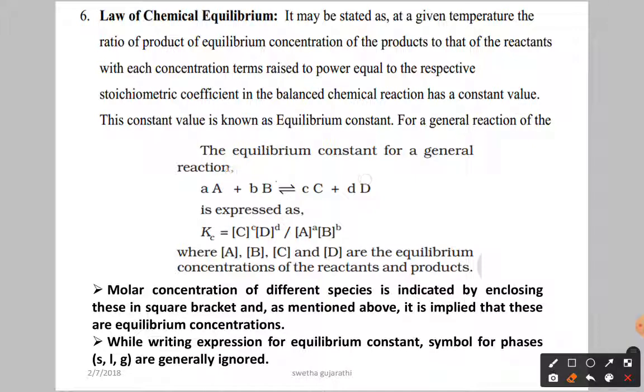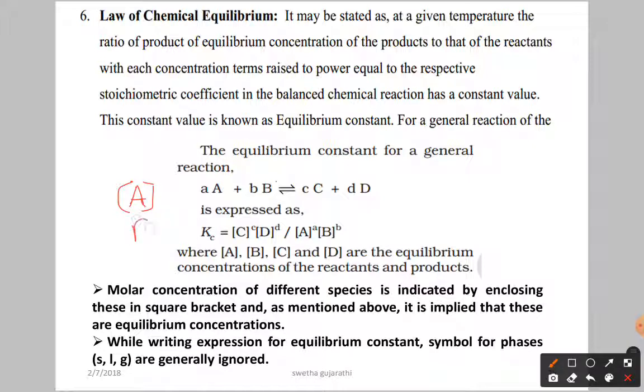Here we have one chemical equation: small a moles of A react with small b moles of B, giving rise to C plus D. Now we are going to express the concentration, which we call the molar concentration. A and B are the reactants. The molar concentration I express with square brackets, so square brackets around A indicate the molar concentration of A.